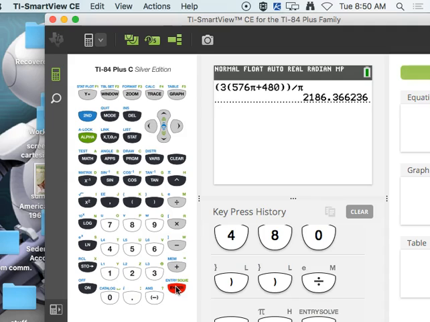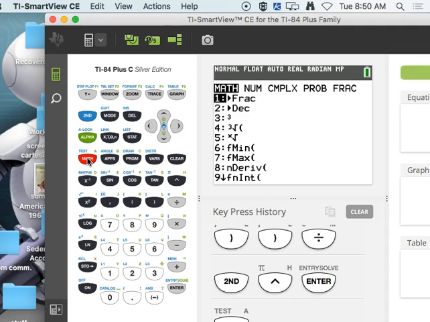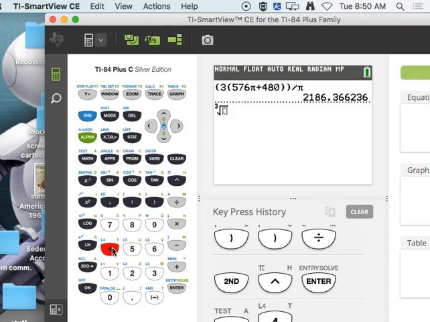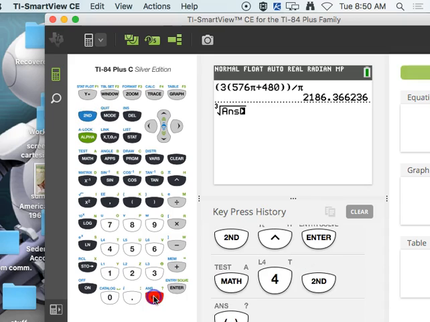So math and number 4. And now we're going to tell the calculator, just take the last stuff that we punched in and take the cube root of it. And that has these little blue letters down here, A and S, and that's on the negative button. So we'll hit second and negative button.